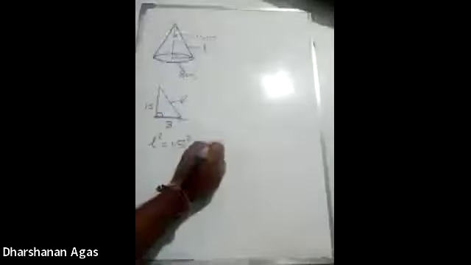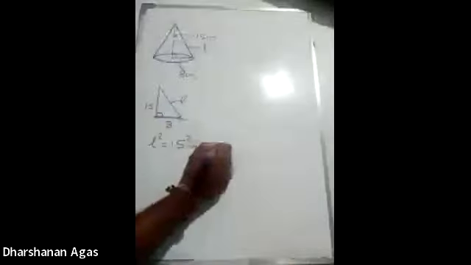The square of the hypotenuse side is equal to the sum of the squares of the other two sides. What are the other two sides? One is 15 and the other one is 8. Then L square equals, here directly I am writing, 15 square plus 8 square. We are finding the slant height.